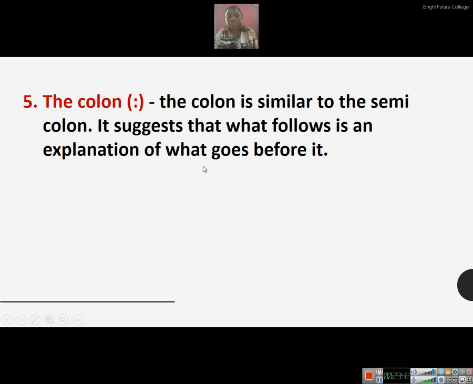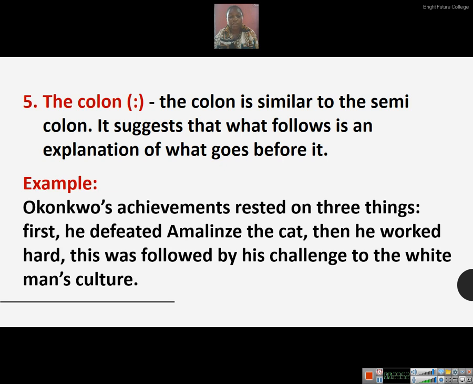So when you say something and you want to explain more, you use the colon. When you say one thing and then you want to give more explanation on that thing, you use the colon. For example, I have: Okonkwo's achievements rested on three things, and then I have a colon. Now I want to explain those three things that Okonkwo's achievements rested on. That is why I have this colon.